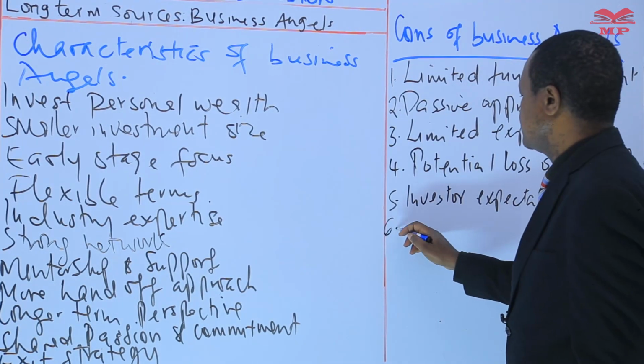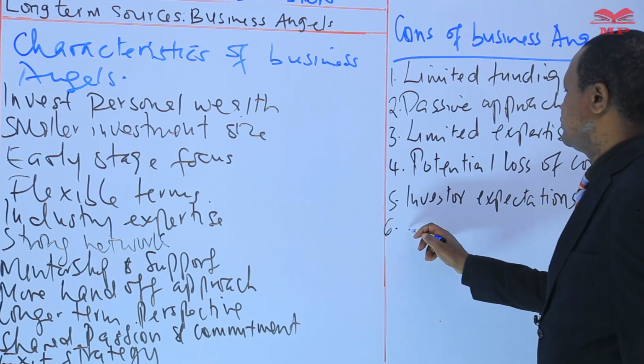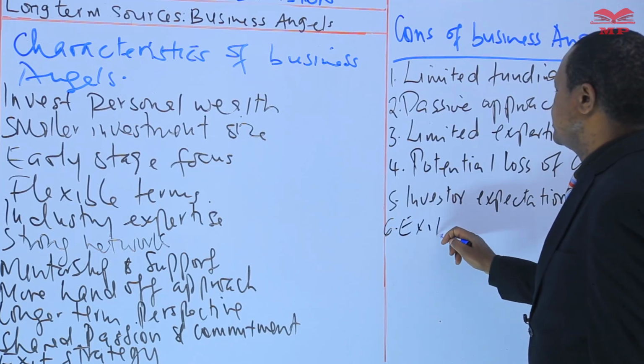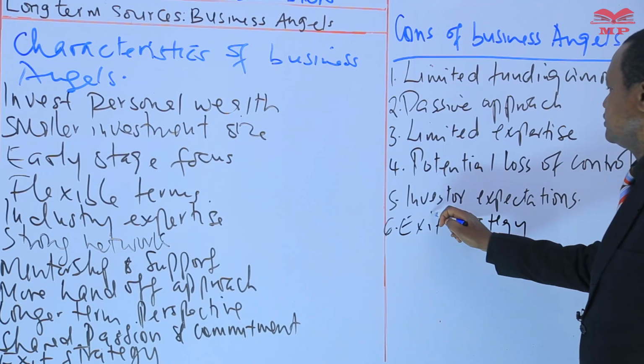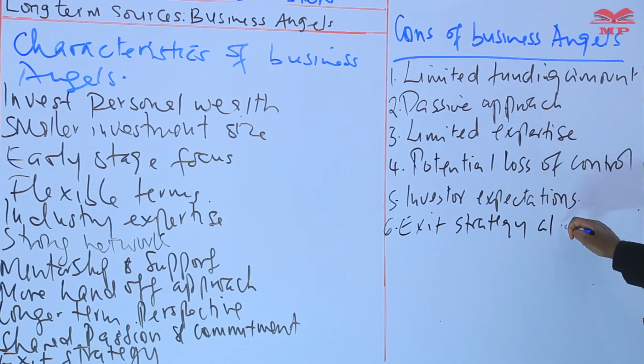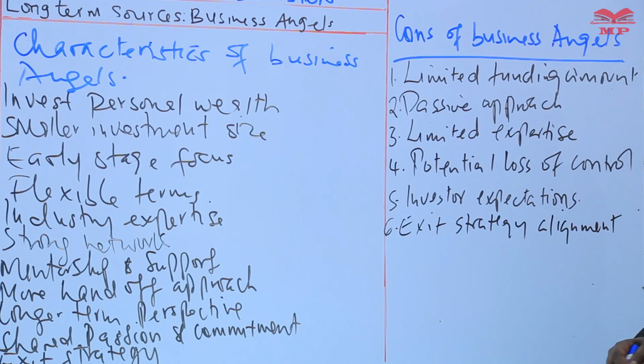Number 6, there is need for exit strategy alignment. There is need for exit strategy alignment.